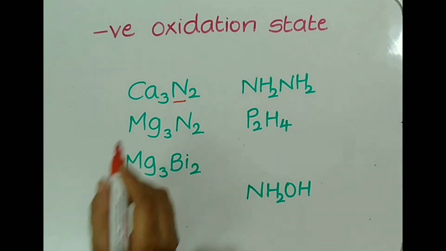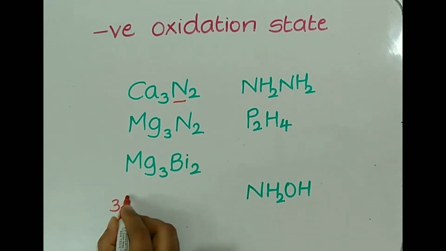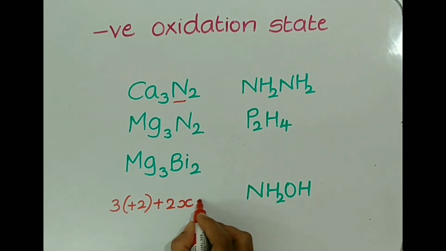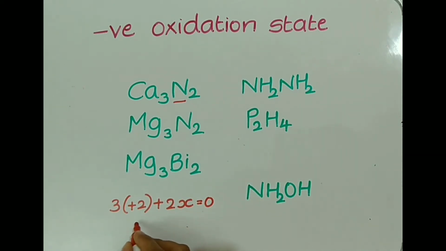You write calcium, it is 3. So 3 into calcium valence, which is +2, plus 2 nitrogen, so 2x, that is for nitrogen. We don't know the oxidation state, that we need to calculate. No charge is there for this compound, so I'll put it as 0. You calculate this and the x value you get is -3. Correct? The x value you will get is -3.